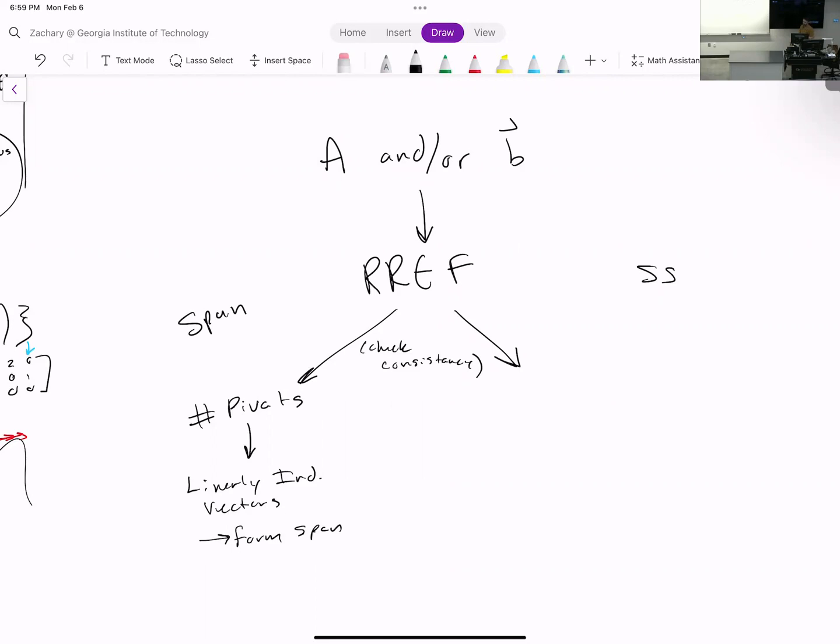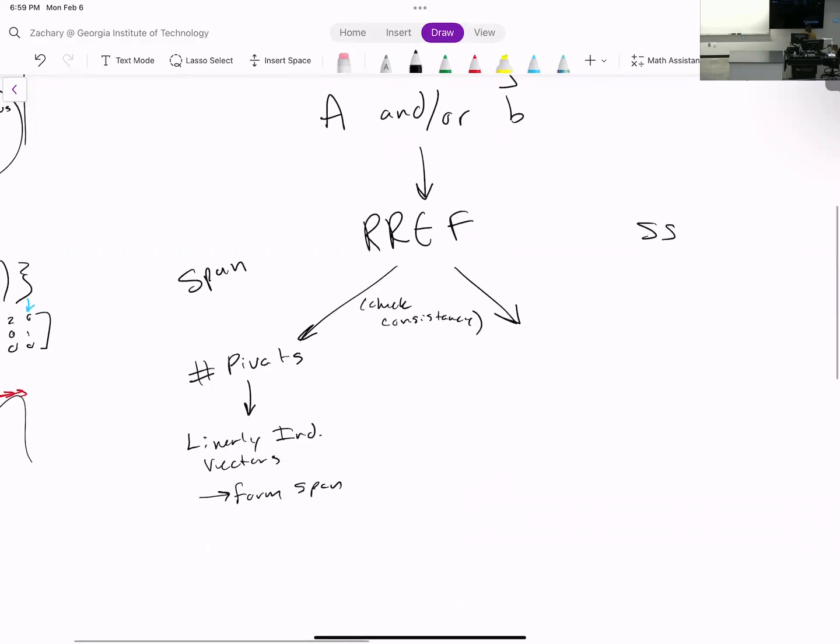For solution set, instead of finding the number of pivots, what you're going to do is take the reduced row echelon form. You're going to check the number of free variables, okay? And then I'll tell you your shape. And then we can actually solve for what the solutions are by putting it in parametric vector form.